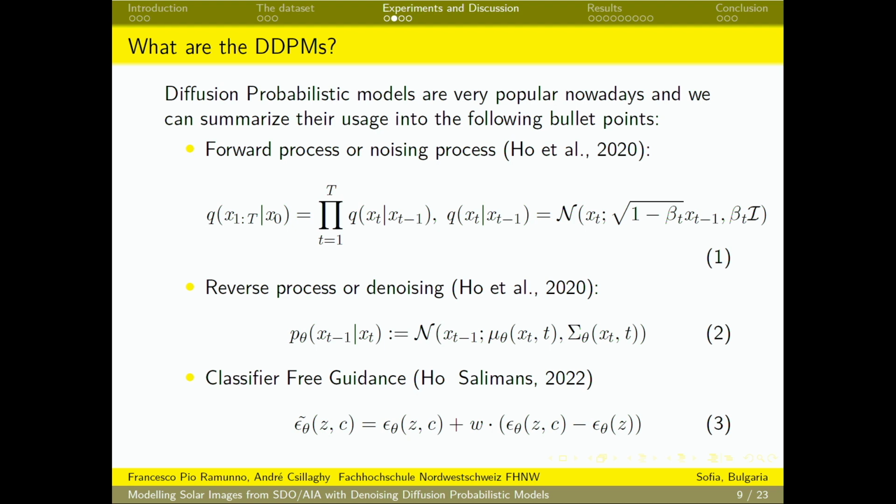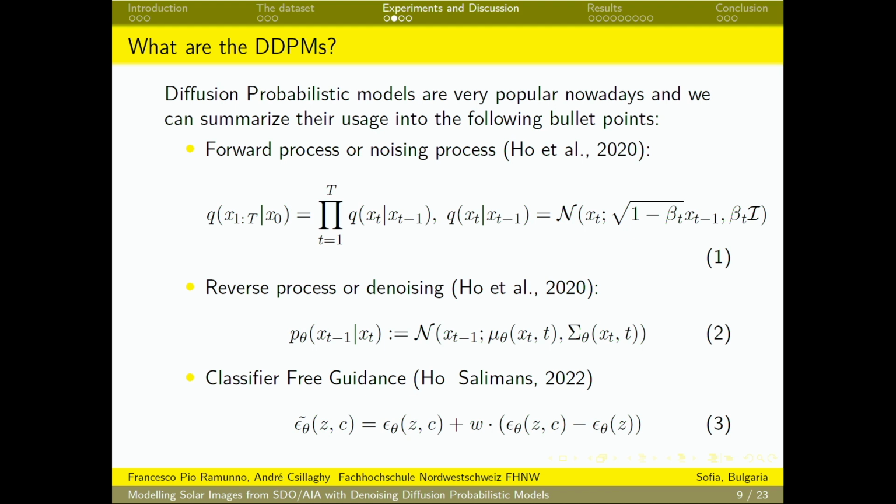And at the end, we have the classifier free guidance technique, which is the technique that is used to guide our generation. Because as I said at the beginning, the most important part of this project is not to generate SDO images of the sun, but to guide the generation and say, for example, generate me an image of the sun with an X flare. That's the idea of the whole process.